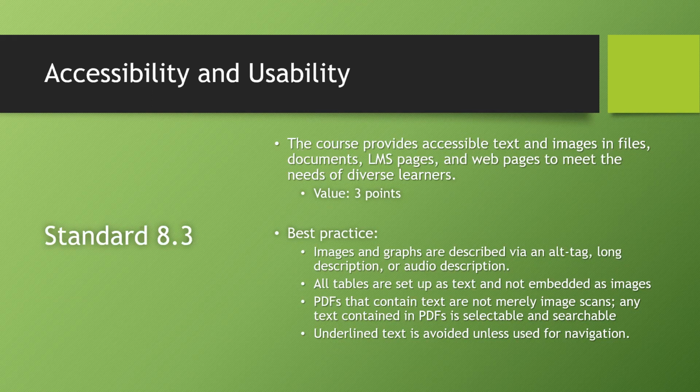You want to make sure that all tables are set up as text and not as embedded images. You want PDFs that are selectable and searchable. And underlined text is avoided unless it's used for navigation. So when something's underlined in a text, it usually means that it's going to link the students out to something. So you want to avoid using underlined text.